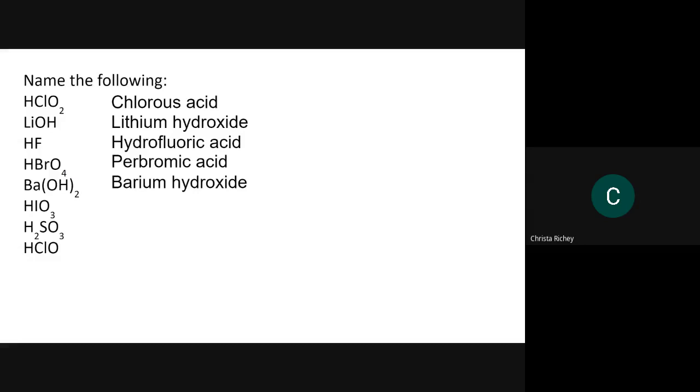So all that stuff that you did before is no longer in your brain, and you need to be able to use it. HIO3, this is iodine, so this is an -ic acid. This is the one we have to watch how you pronounce. It does not get a hydro. So iodate becomes iodic acid.